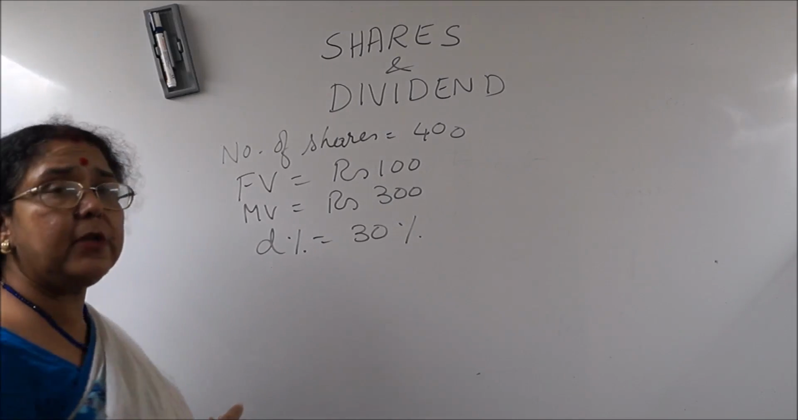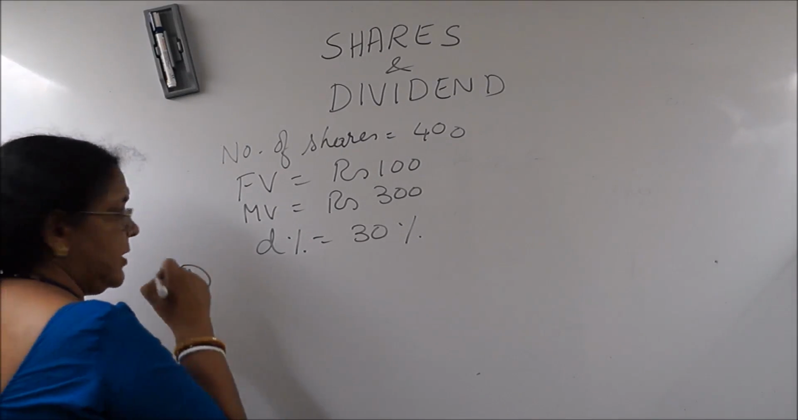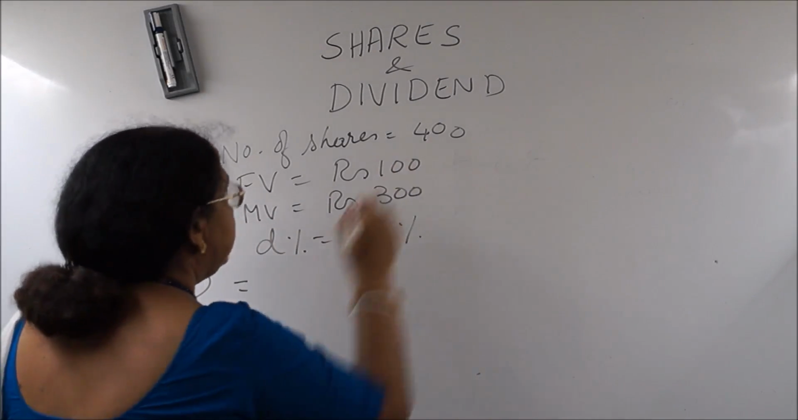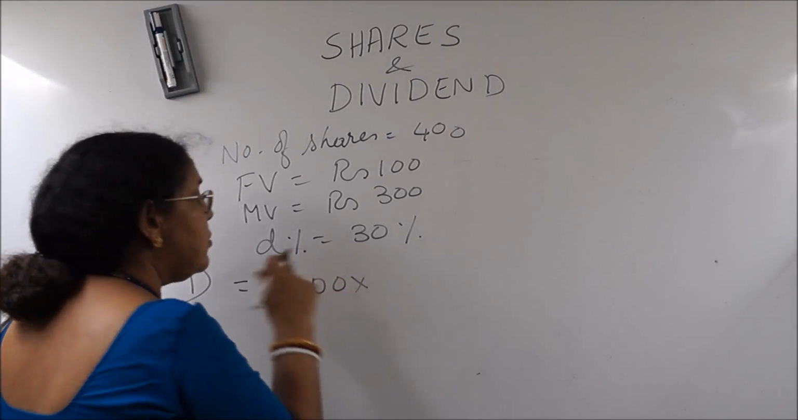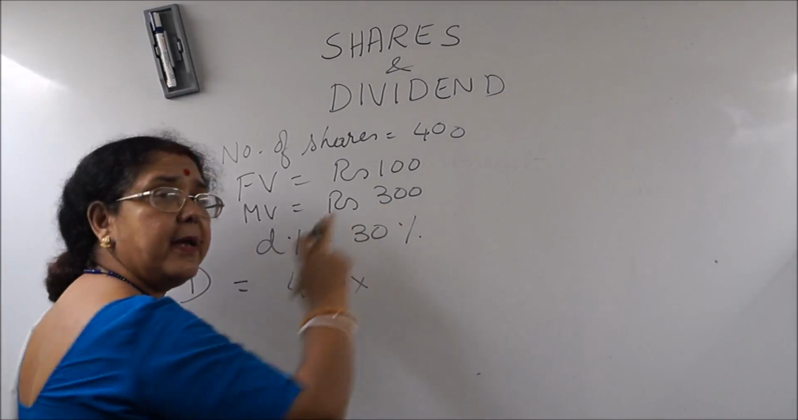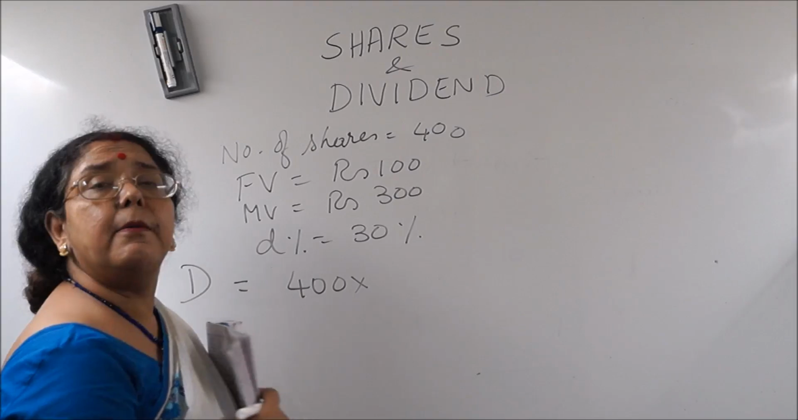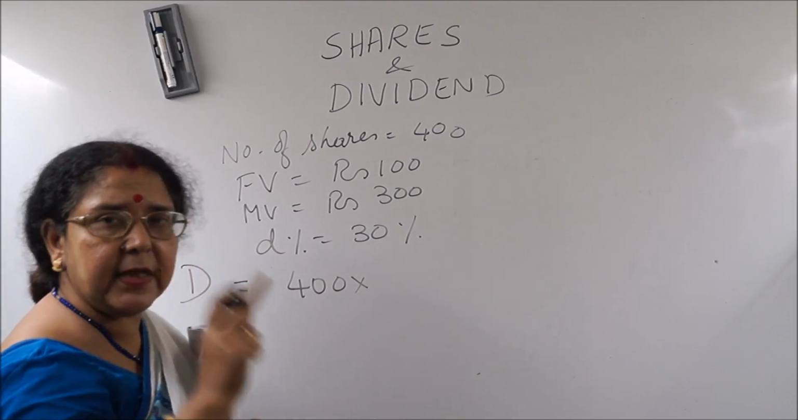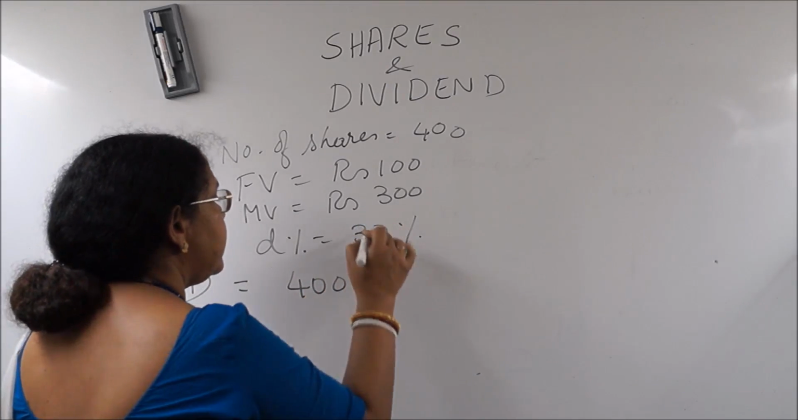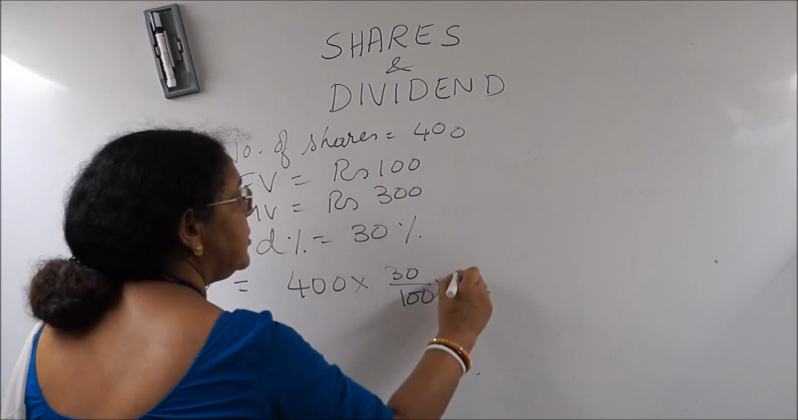So first of all let us calculate what is the dividend that Priya earns. So dividend, that is represented by capital D. I told you number of shares, that is 400 into 30% of the nominal value or the face value. The company doesn't pay at the market value. The company is not bothered at what price you have bought the share. Company only pays dividend on the nominal value. So 400 shares she has. So 400 into 30% of the nominal value. Nominal value is rupees 100.